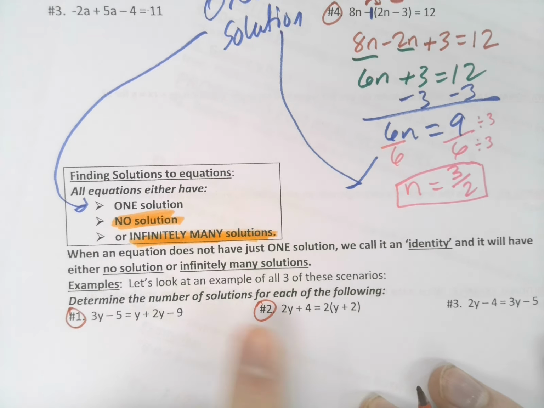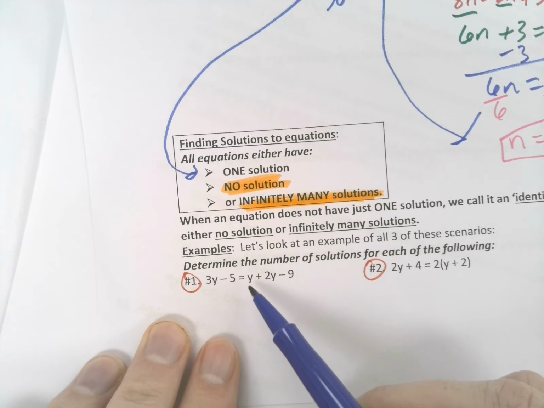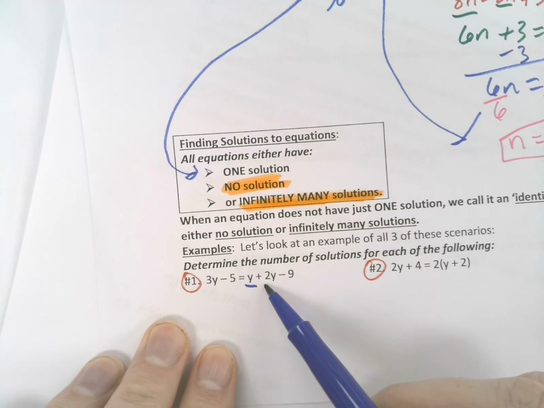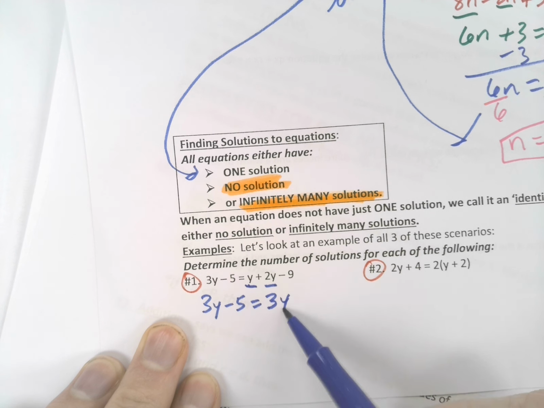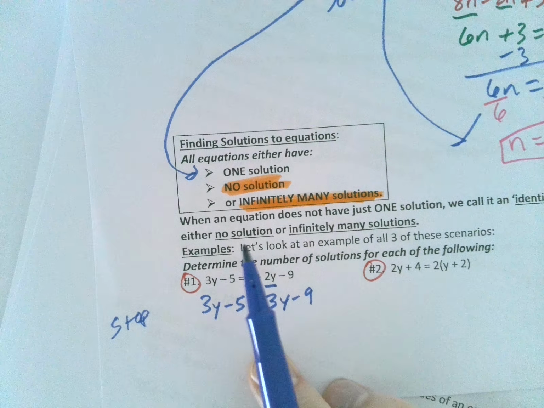Let's look at 1 and 2, and let's just go ahead and solve them. So number 1, hey, like terms right there. 3y minus 5 equals 1y plus 2y, 3y minus 9. And there's going to be some people that say, hey, the lights just went off.